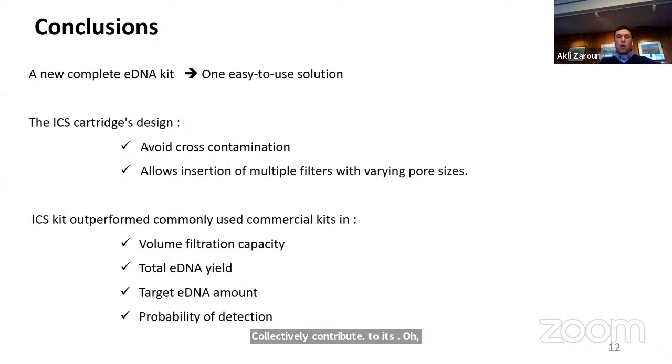All these features collectively contribute to its superior performance over the commonly used commercial kits in terms of volume filtration, total eDNA yield, which was 3 times higher, target eDNA amount, which was 6 times higher, and probability of detection of minor quantity of DNA, which was 3 times higher. And this is very important for timely and early detection of invasive species.